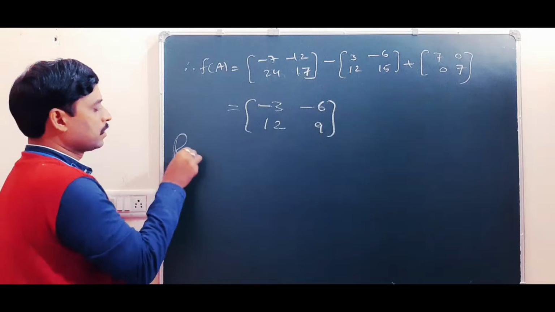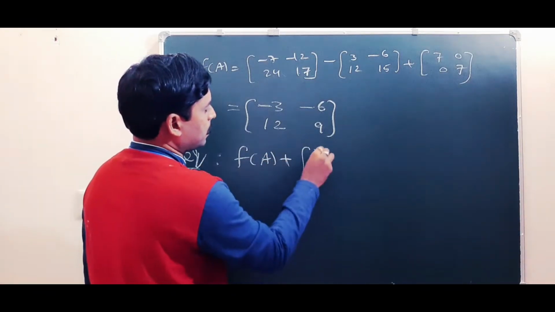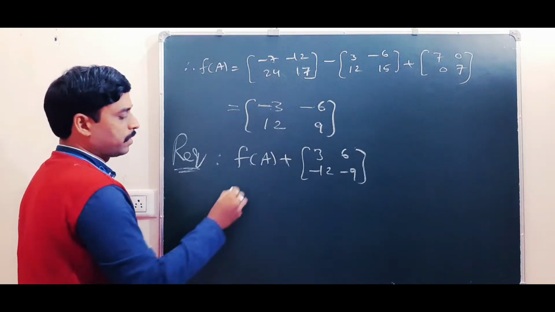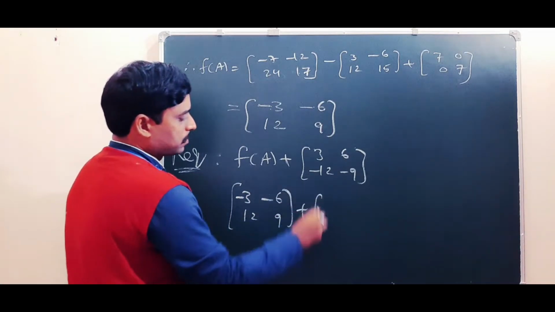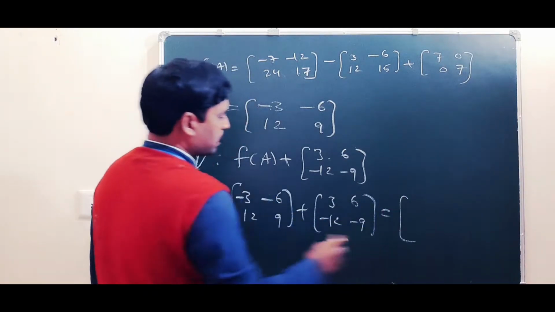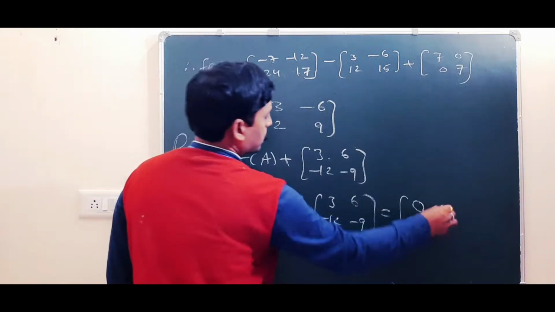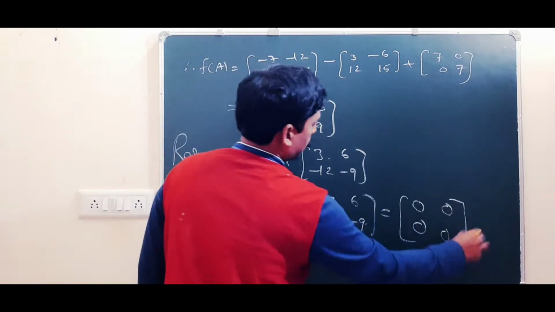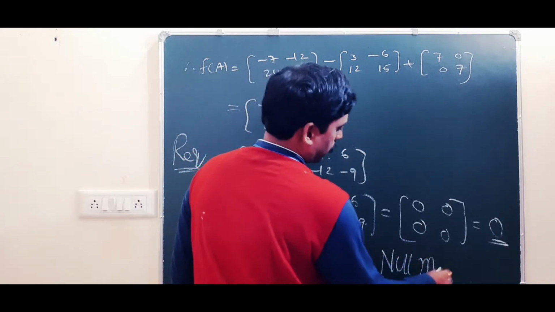But our target is to find f of A plus the matrix 3, 6, minus 12, minus 9. This is our target. The f of A value we have got is minus 3, minus 6, 12, 9. So write this matrix as it is and add the two matrices: minus 3 plus 3 is 0, minus 6 plus 6 is 0, 12 minus 12 is 0, 9 minus 9 is 0. This is the null matrix. What is the answer? Null matrix.